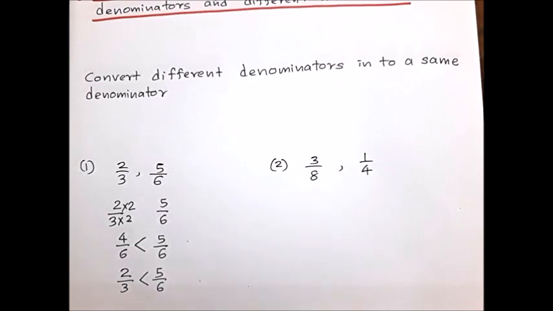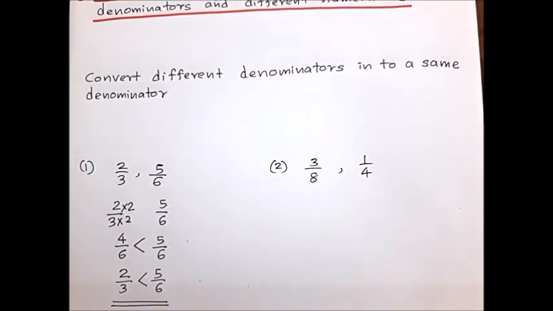Now I am going to explain this method again. When you have to compare fractions with different numerators and different denominators, first you have to convert them into the same denominator. Here the denominator is 6. I convert this denominator into 6 by writing an equivalent fraction. Multiply both by 2. Now denominators are the same. You can compare numerators. This one has the larger numerator. So this fraction is larger than this one.